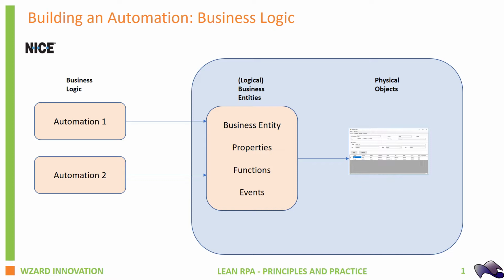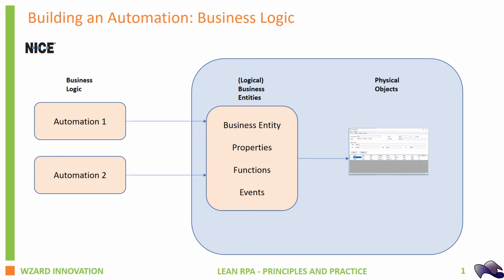So what happens is the business entities are built to access all the underlying physical objects, and then the automations themselves never access those physical objects. They only ever access the business entities. If something should change within one of the physical objects, then only the business entities are changed, and then the automations will continue to run.